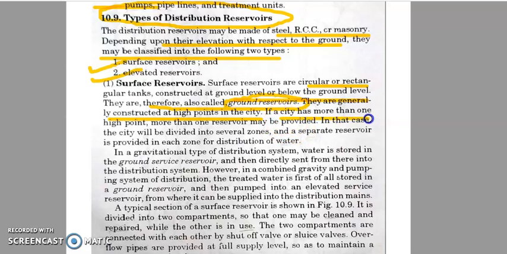Now if the city has more than one high point, then more than one reservoir may also be provided. The city is divided into different zones, and in each zone the highest point is selected, and at that highest point a separate reservoir is provided in each of these zones for distributing the water. This is how the location of the service reservoirs, the surface reservoirs or ground reservoirs, is selected.